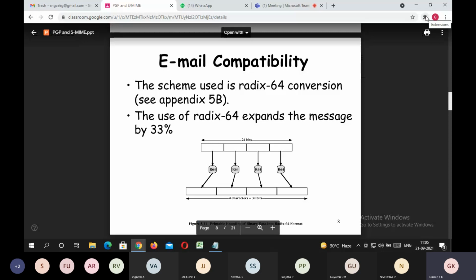So this conversion table after the Radix 64 will take the value from the table and convert the original message, which is divided into blocks, into the expanded message, that is a compatible message after this Radix 64 conversion. So this is what makes the email message compatible in nature.